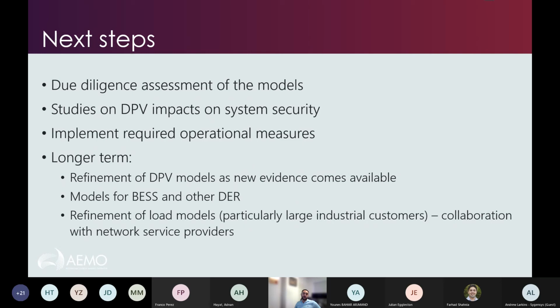Longer term, we're going to continue refining these models, both DPV and load models. We're also rolling out these models in PSCAD, which is an EMT model specifically, and we're also rolling out these models in DIgSILENT's PowerFactory software for the SWIS. So that's to come in the next 6 or so months.